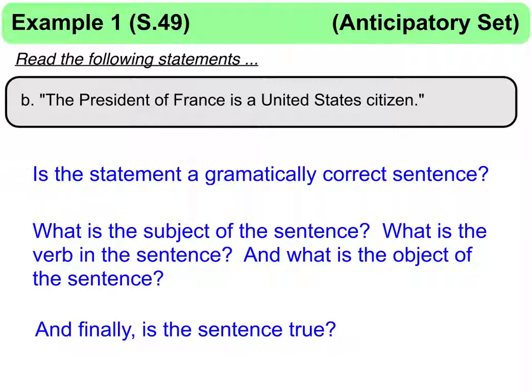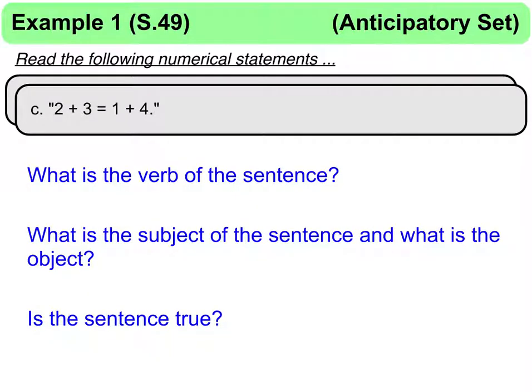And so we take this notion or this idea non-mathematically, and we continue with example 1, and we bring in part C, which is a mathematical statement. And so we're asking, what is the verb, what is the subject, and what is the object, and is the sentence true? So in this case, what is the verb of the sentence? We want the students to identify that the equal sign is synonymous with is, from what we talked about in our previous example. So that's our verb.